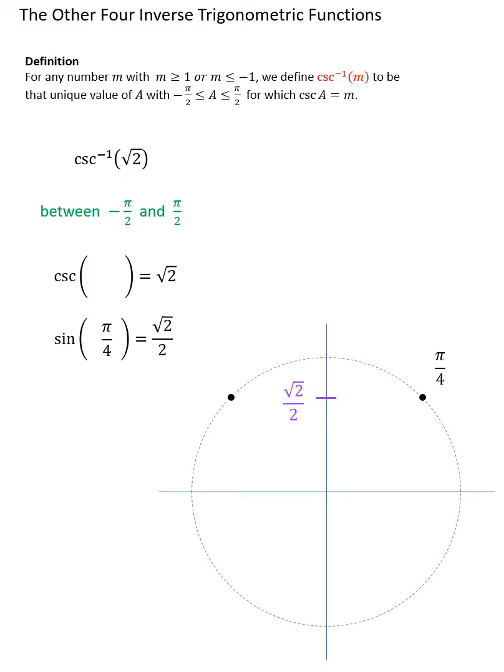In fact, that may have been the first thing you tried, in which case you wouldn't have gone through 3 wrong guesses. Now, notice, not only is the sine of pi over 4 radical 2 over 2, as you'll recall from your unit circle knowledge, but specifically and importantly, pi over 4 is between negative pi over 2 and pi over 2, and therefore pi over 4 is the answer to this question, the inverse cosecant of radical 2.